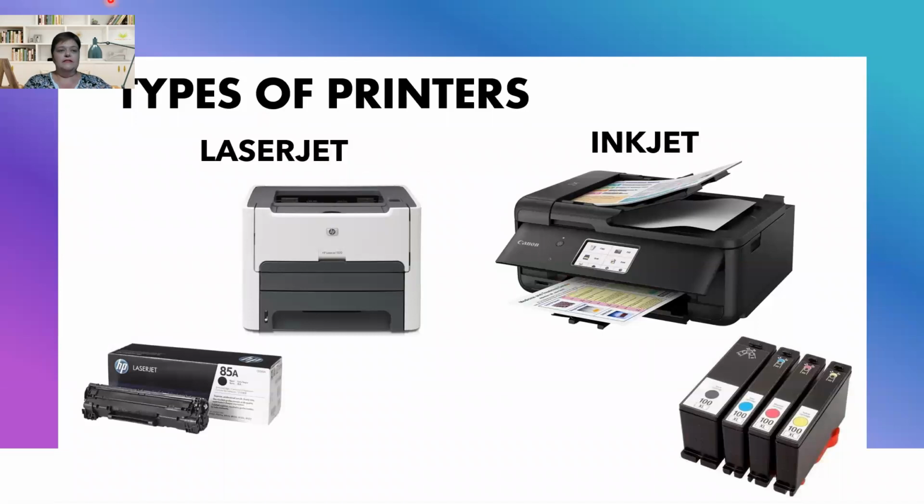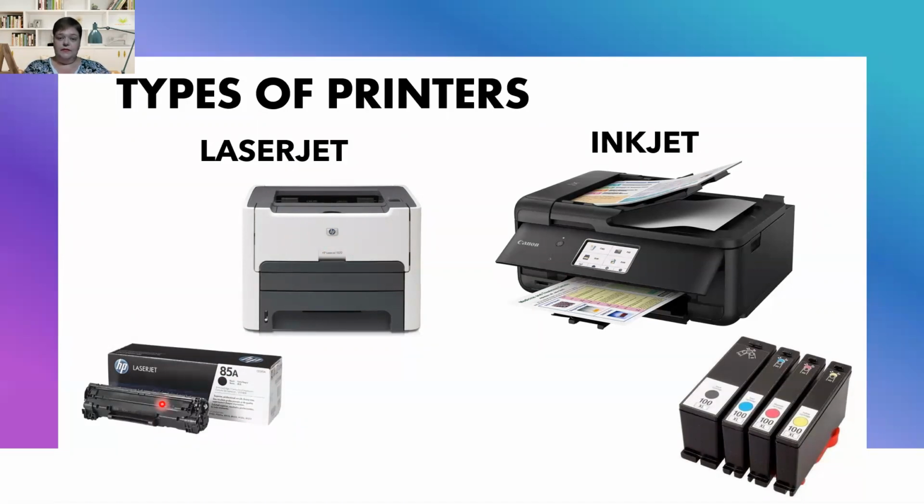Then we have different types of printers. Okay, so in our classroom, we have two types. We have the main one. This is a LaserJet, and we call these mono printers. So the reason mono is because it only has one color and it will print in black. So this type of printer, we can print about 20,000 pages on one of these cartridges, but the cartridges are quite expensive.